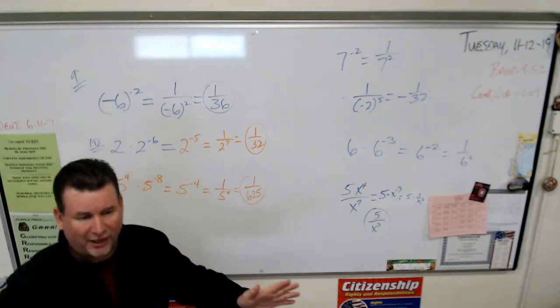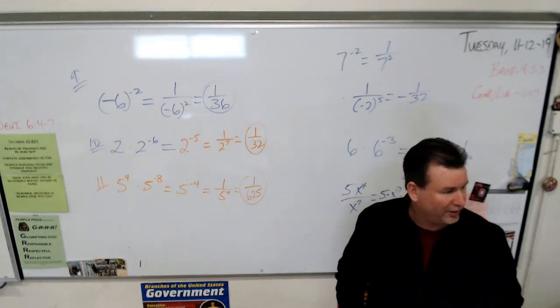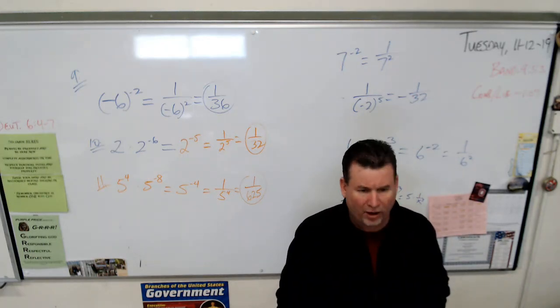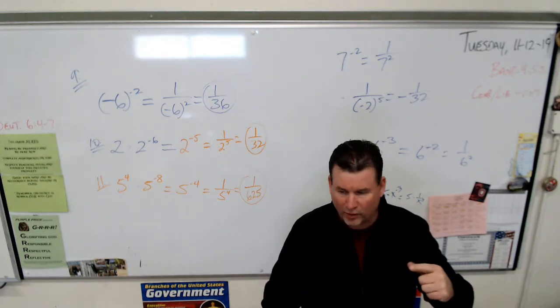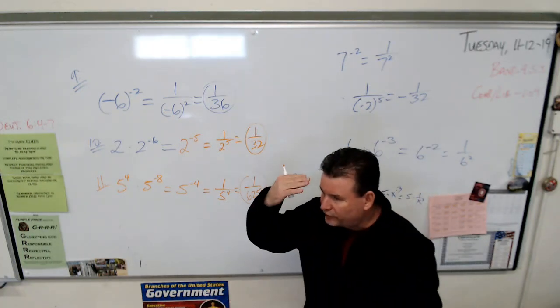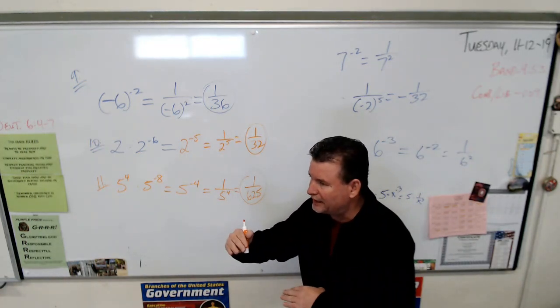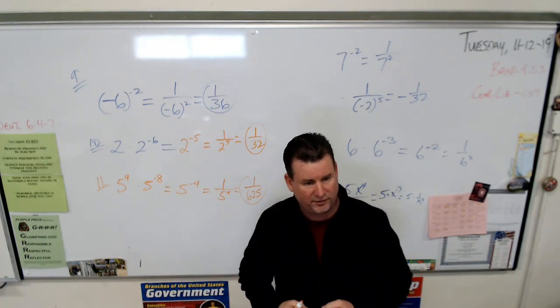If you'd rather do it that way, do that then. Pretend the negative's not there. Do 5 to the 4th. Get 625. And then go, oh, it's negative. So instead of 625 over 1, 1 over 625. Whatever way fits your mindset better. Because that's really what's happening. You're just making it the opposite because negative is the opposite of positive.